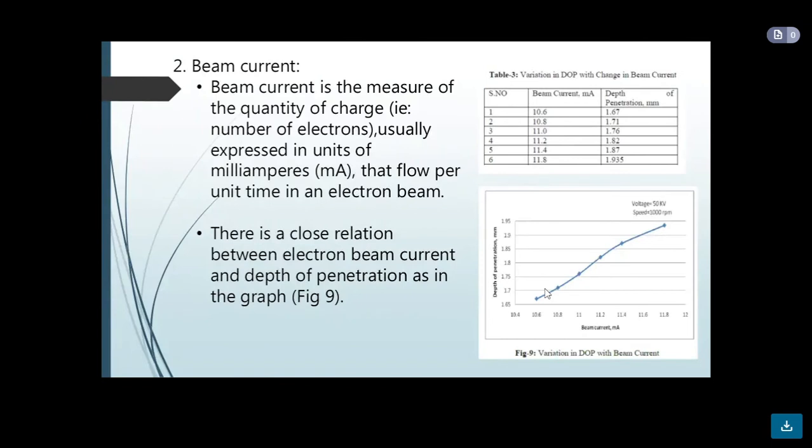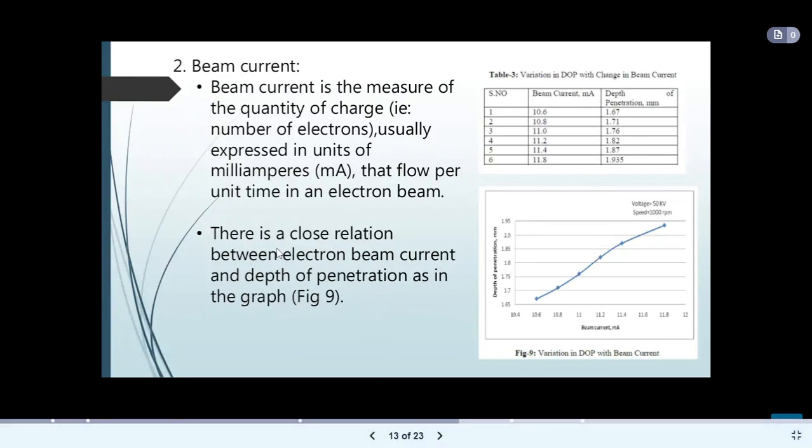The beam current is a measure of the quantity of charge, that is, the number of electrons, usually expressed in milliamperes, that flow per unit time in an electron beam. What is meant by current? Current is the flow of electrons. It means the high velocity electrons used in electron beam welding are the current, or beam current, in this process.